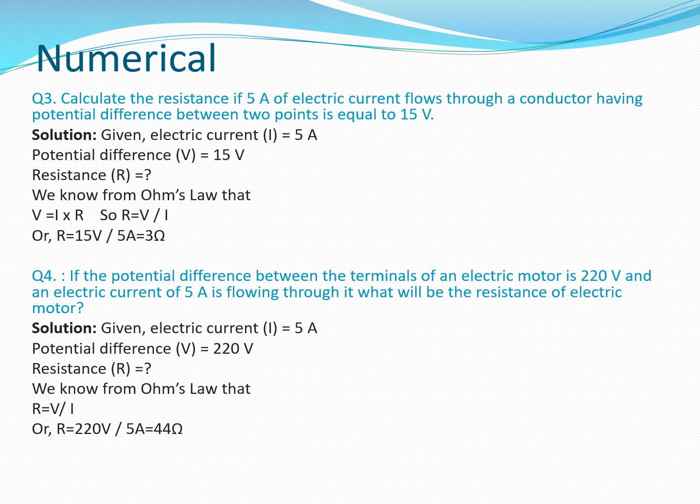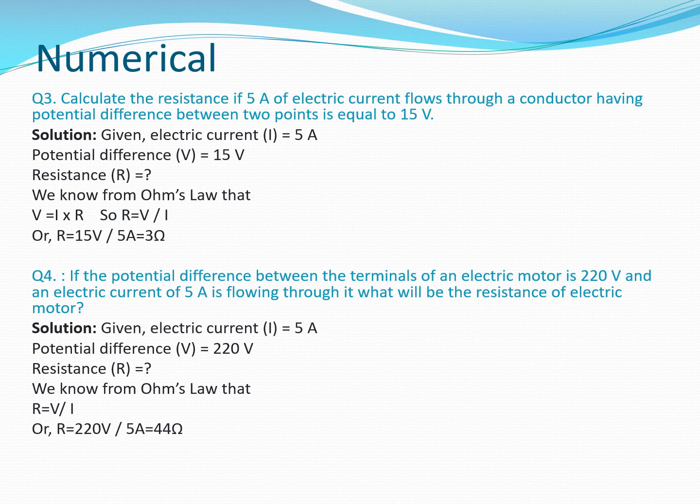It's time to practice a few more sums. Calculate the resistance if 5 ampere of electric current flows through a conductor having potential difference between 2 points equal to 15 volt. Let's start. Solution. Given data, electric current I is equal to 5 ampere, potential difference V is equal to 15 volt. So resistance will be, from Ohm's law, V is equal to IR. So R will be V by I. Now substitute the values. 15 volt by 5 ampere. That will give you 3 ohms.